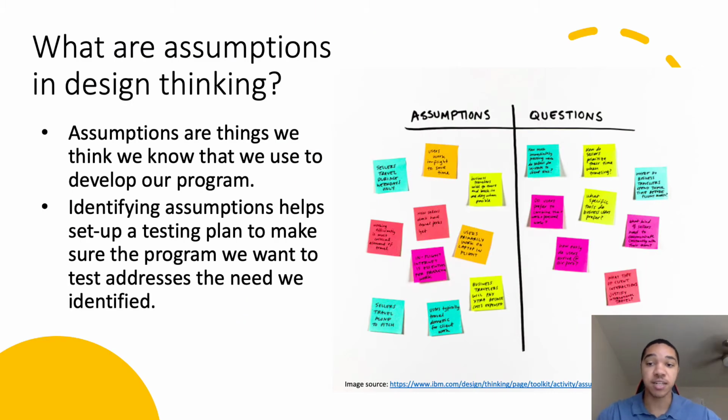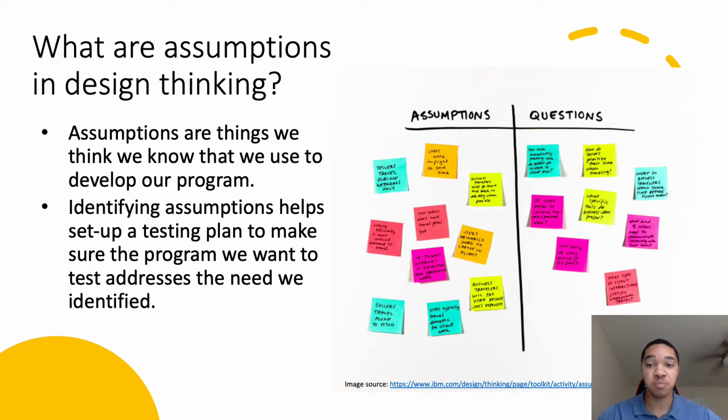As we move into testing, identifying assumptions will help us set up our testing plan to make sure the intervention or solution we want to test actually addresses the need or design challenge we have identified. So, what are assumptions as they relate to the principles of design thinking?